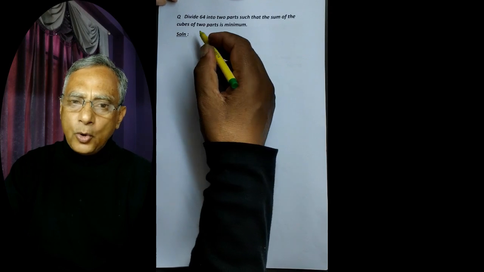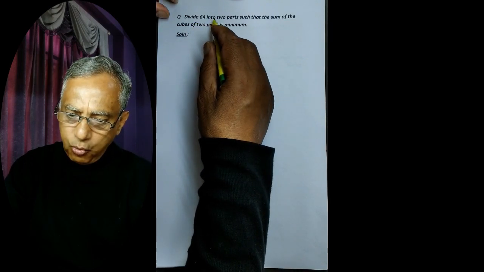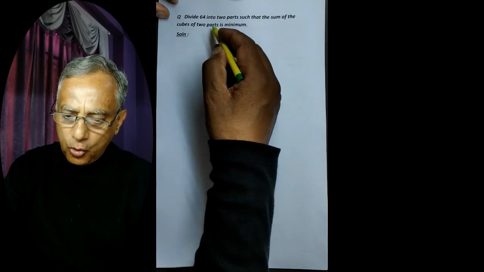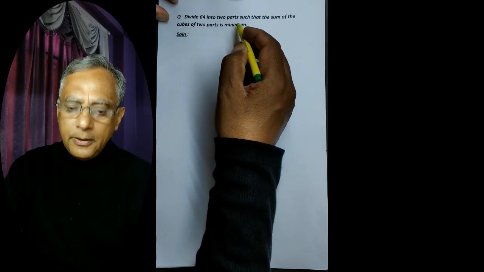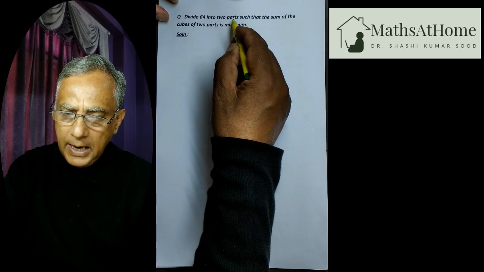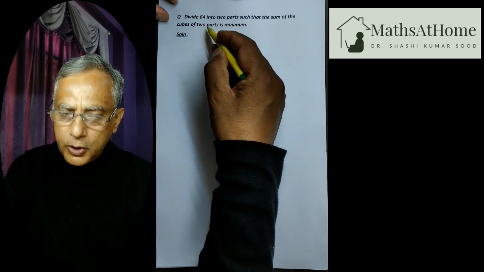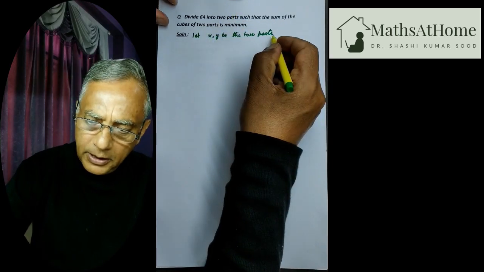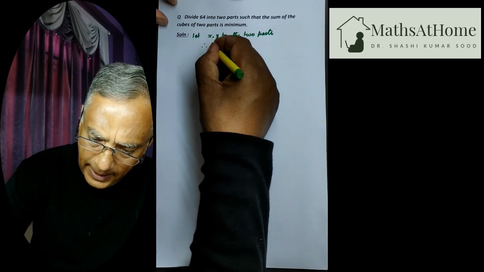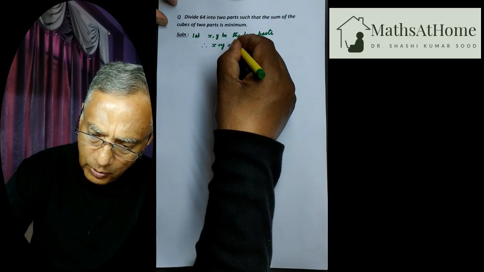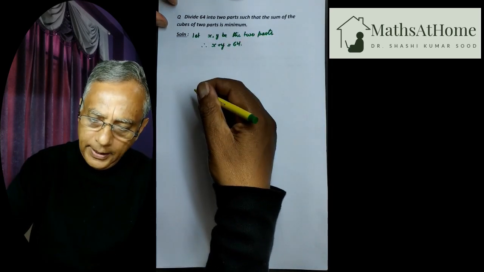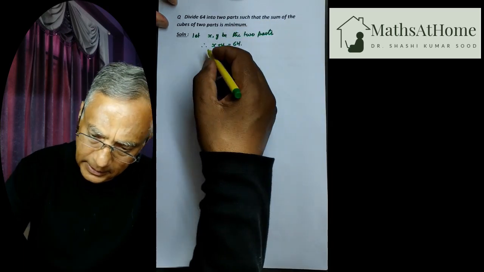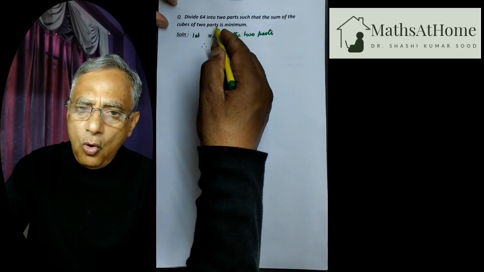Now the first question I am going to take up is: divide 64 into two parts such that the sum of cubes of the two parts is minimum. We have to divide 64 into two parts such that the sum of cubes of those parts is minimum. Let x, y be the two parts. Therefore, x plus y is equal to 64. And we have to minimize the sum of the cubes of these two parts.